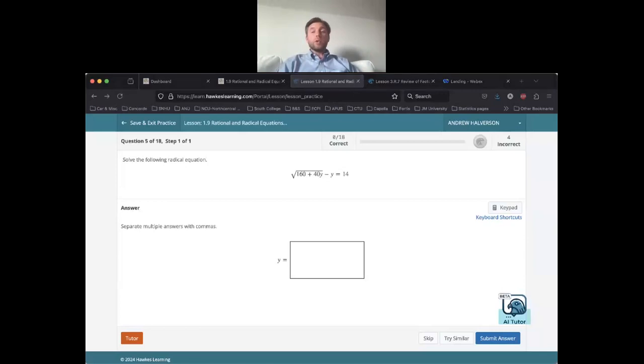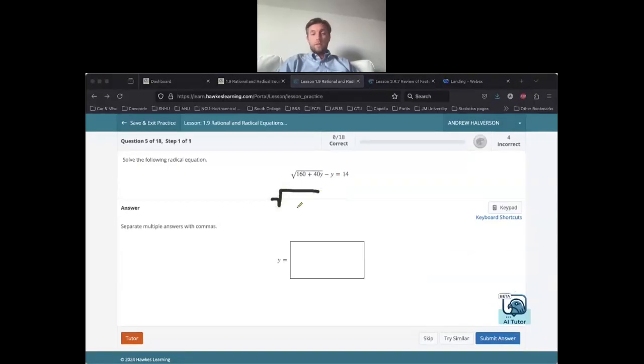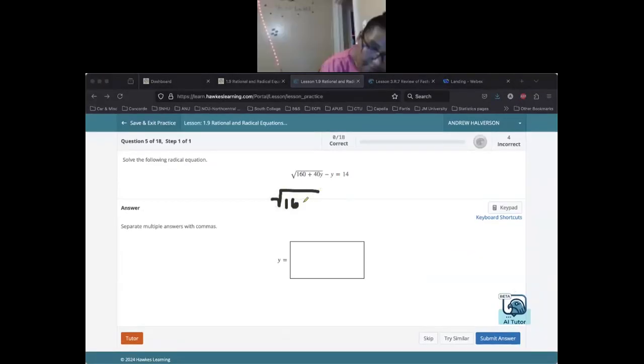Now, before we can square though, you can only square when you have this square root by itself. That's the only time you can square. So that means we have to get this thing to the other side. How are we going to do that? Plus y. We're going to add y. That's exactly it. So let's bring down the 160 plus 40y.